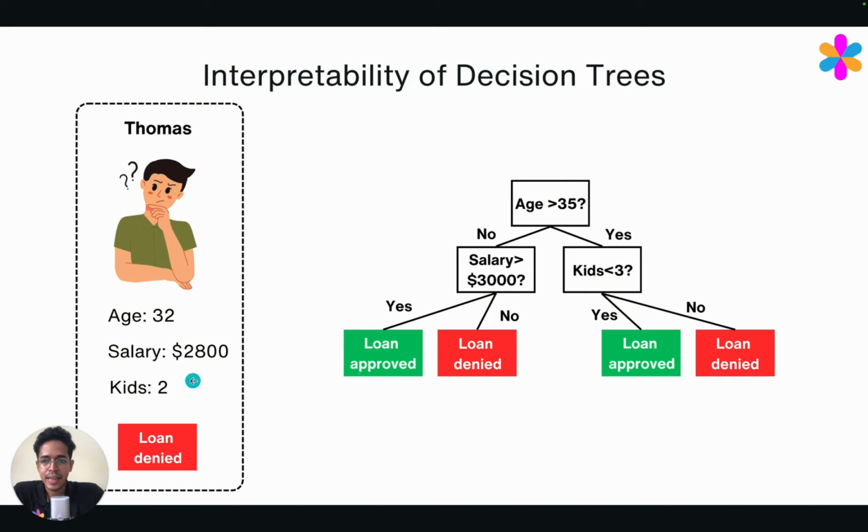So then his kids matter. He has 2 kids. So if he was older, then his salary is not coming into the question, and his loan would have been approved. So this is how you can really explain the decision made by the decision tree.